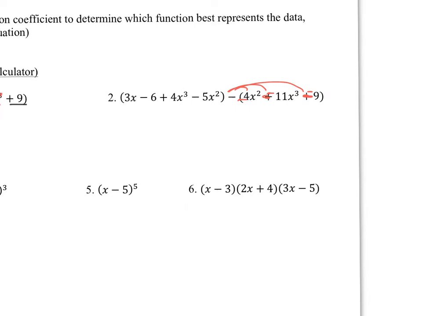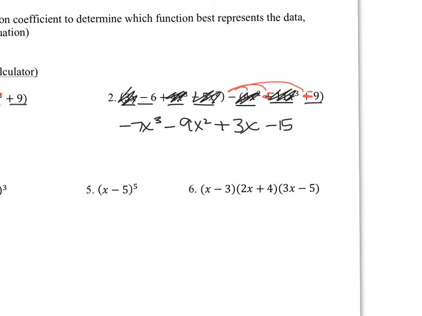So my highest degree is 3, so 4x cubed and negative 11x cubed make negative 7x cubed. And then I have negative 5x squared and negative 4x squared, which make negative 9x squared. And then I have 3x, can't combine it with anybody else. And then I have negative 6 and negative 9, which makes negative 15.